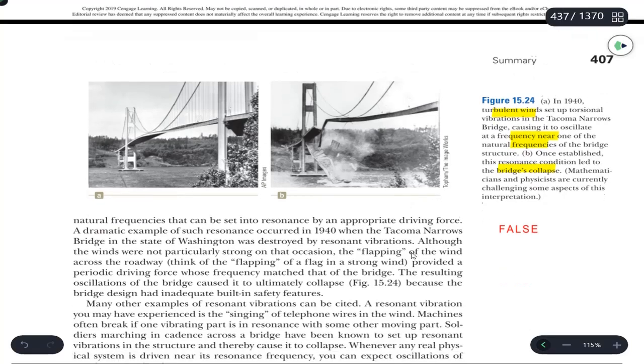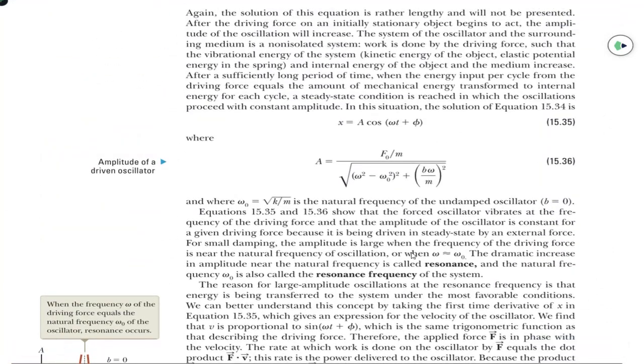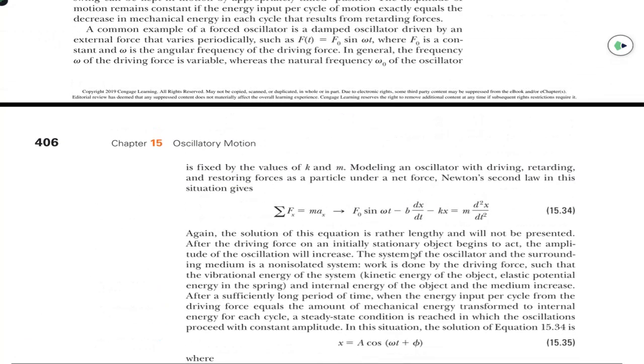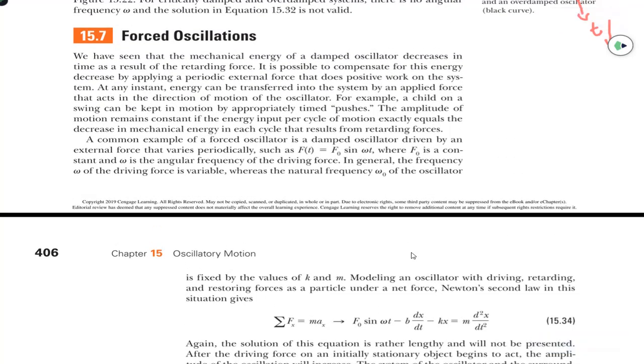Alright, so the keyword of this topic is natural frequency when matched with the driving frequency. Then you will observe resonance. And what is resonance? The effect where amplitude will be amplified.